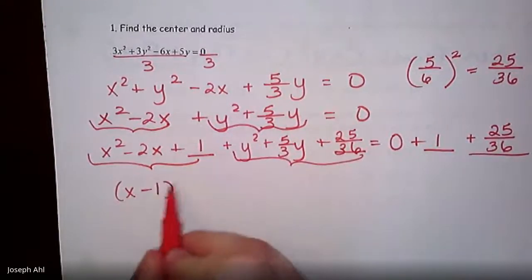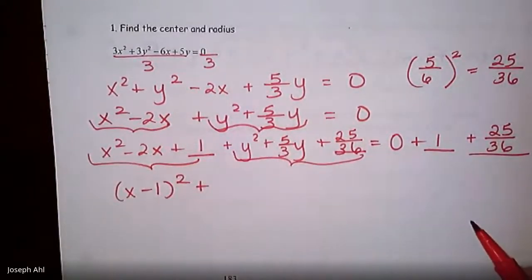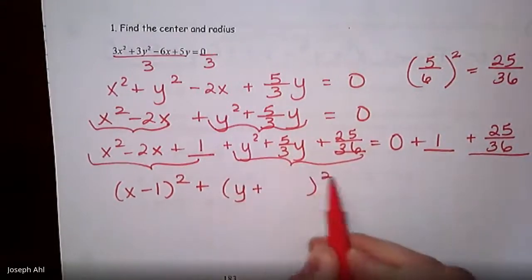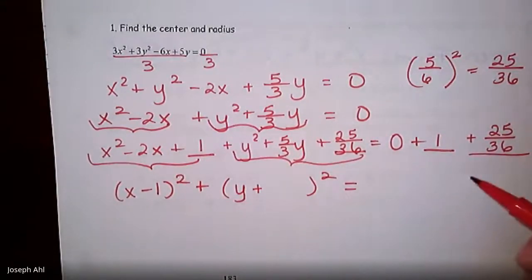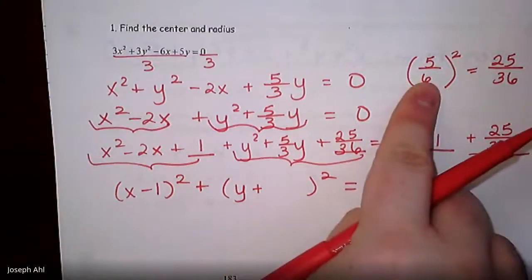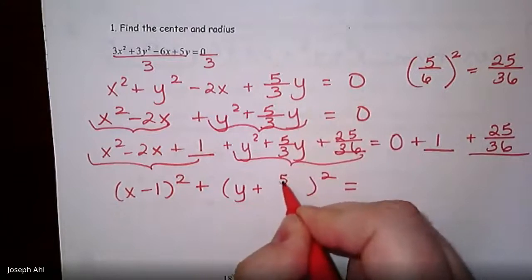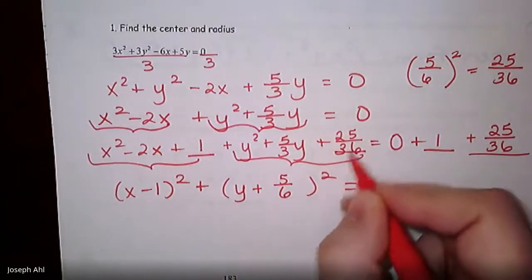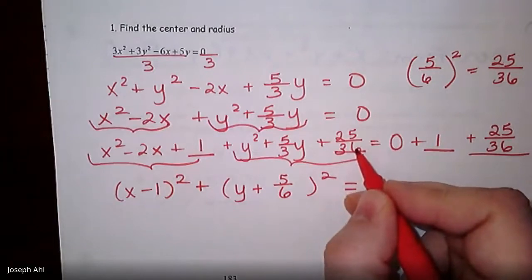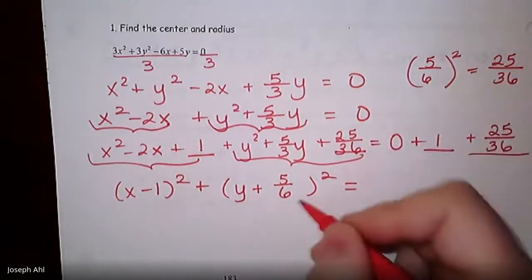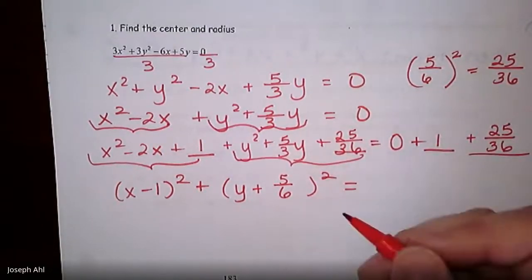So for the x quantity, it's x minus 1 squared. For the y quantity, it's y plus something squared. So remember, how do I figure out what this number is? There's a couple different ways to do it. It's really whatever that b over 2 number was, which in this case should be 5/6. When I square that, I have to get back to this number, 25 over 36. So you can think of taking the square root of this. It's really whatever b over 2 is. A lot of ways that we can get that.